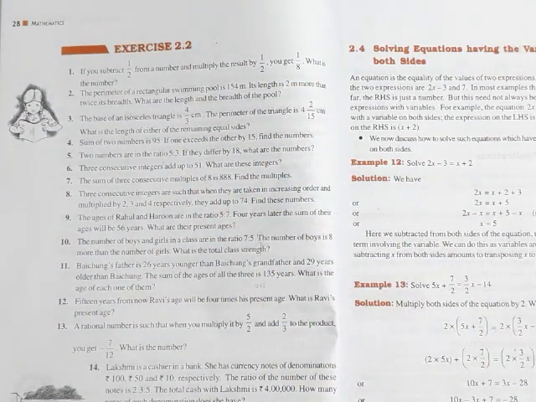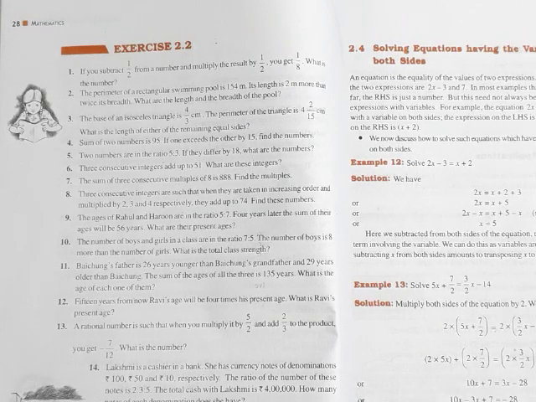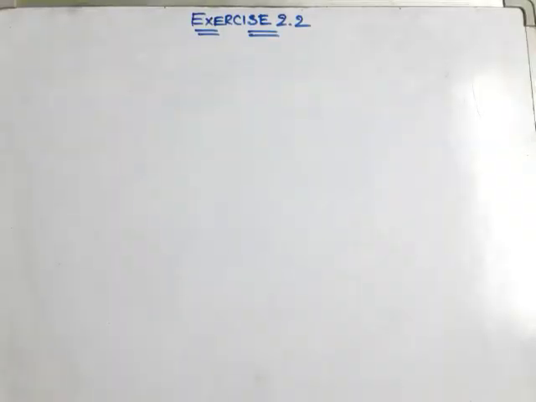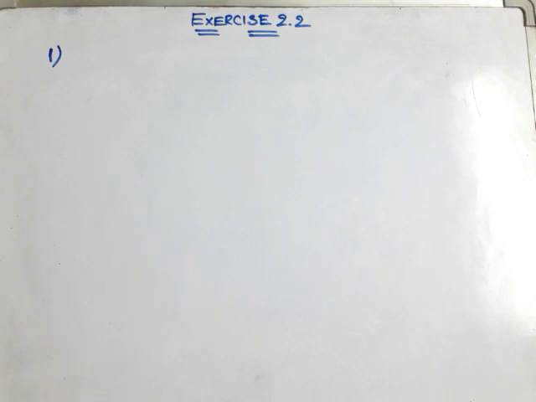I'm going to start with the first problem. So please follow the instructions carefully and copy the CW. So let me start with the first one. The first question: if you subtract half from a number and multiply the result by 1 by 2, you get 1 by 2.